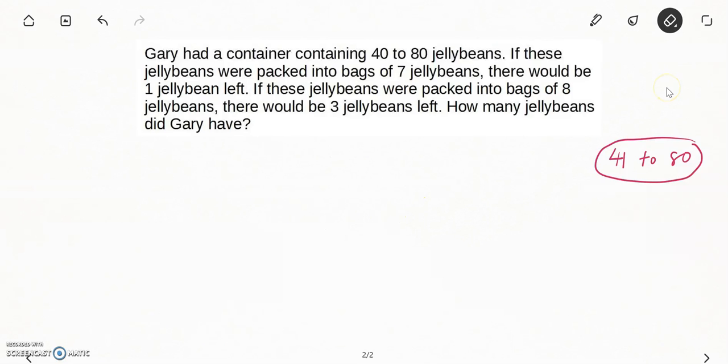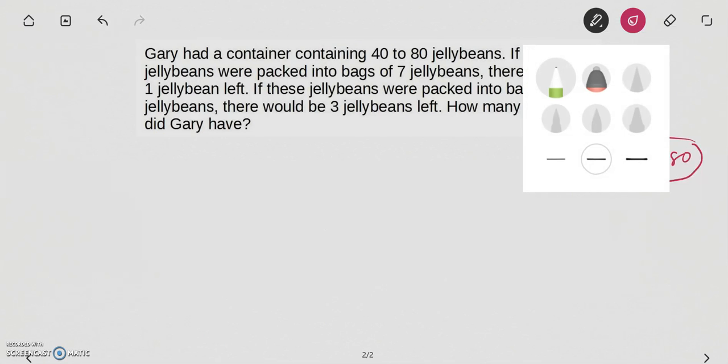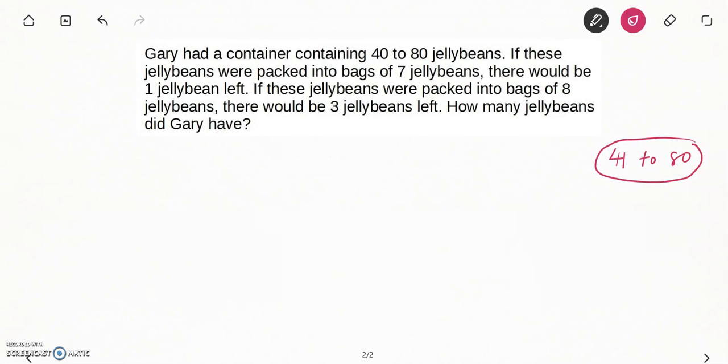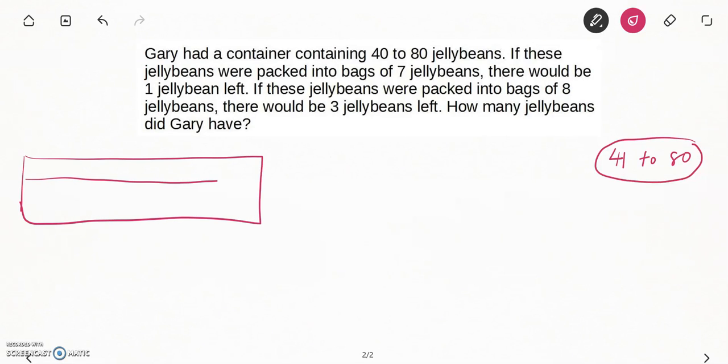Okay, ultimately you will need 2 tables, one table for 1 sentence. So the first table that we will be looking at is the 7th table, which is if I pack into groups of 7. I'm just going to draw 1 table. It should have 3 rows, and then you have multiple columns.